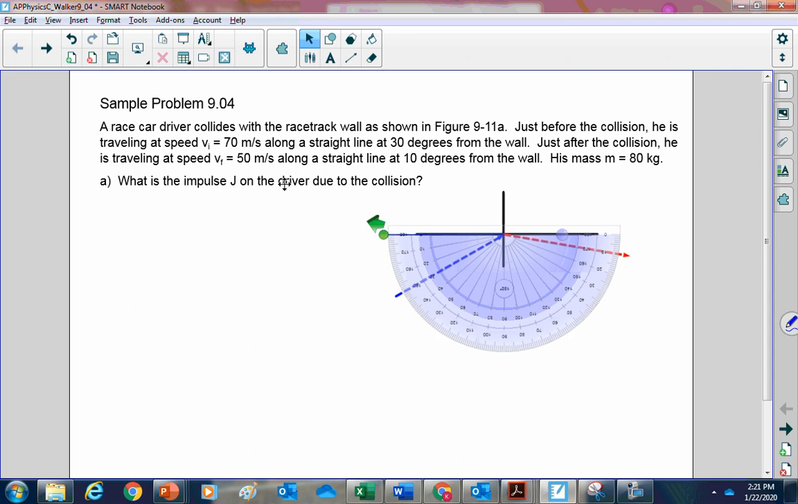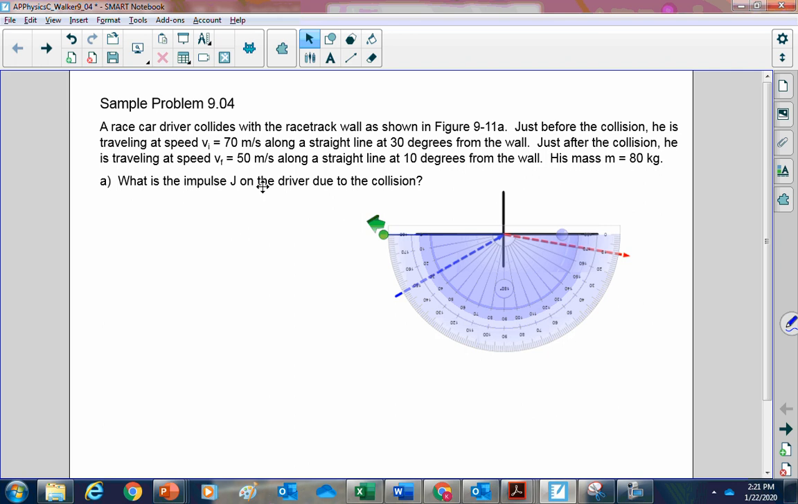So the original question here, part A, is what is the impulse, which we're using a capital J to represent, on the driver due to the collision? And in this case, we're just worried about the driver, not the car and the driver. But in any case, we have the mass of the driver, but we don't have the force.